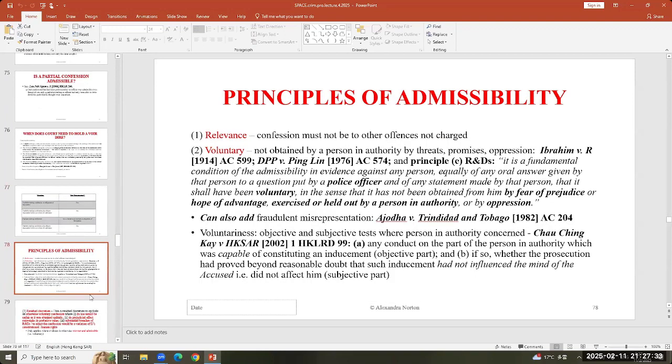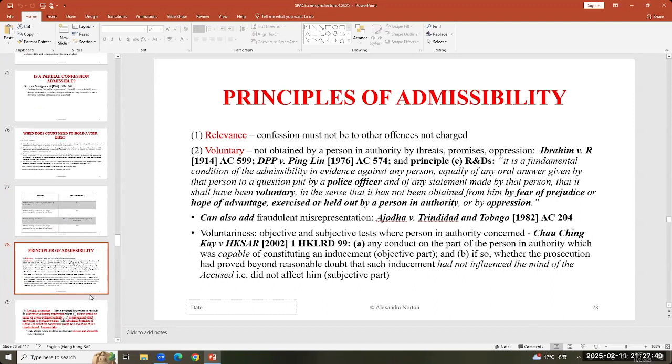Principles, never forget the principle of relevancy. Voluntariness, leading cases, Ibrahim, DPP, and Ping Ling. Principle E. Remember Chow Ching K, it's an objective and a subjective test.